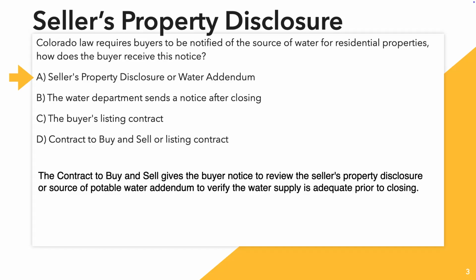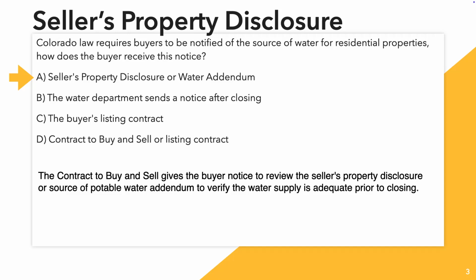So here's the thing: if your seller decides not to fill out the SPD, they say, you know what, I don't want to fill out the SPD for whatever reason. There's multiple reasons why they may or may not want to. If they do not fill out the seller's property disclosure, they have to fill out the source of water addendum. All right. So that's their only two options.